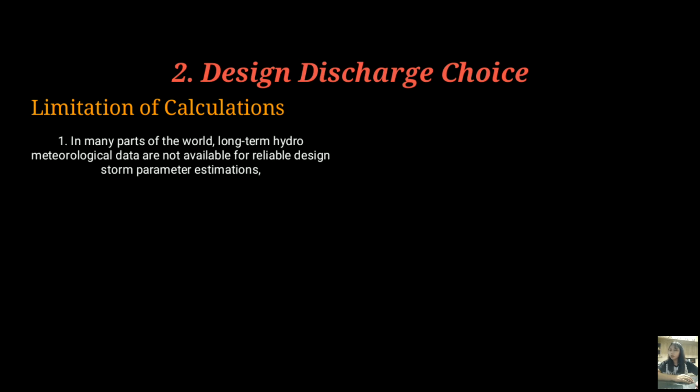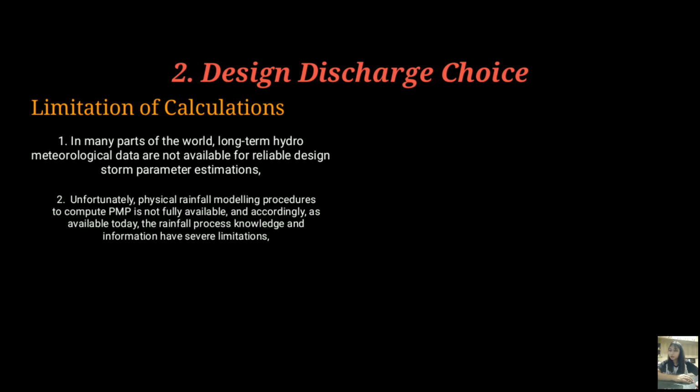Limitation of calculations. Although theoretically sound, both PMF and SPF methodologies have restrictive boundaries. One, in many parts of the world, long-term hydrometeorological data are not available for reliable design storm parameter estimations. Two, unfortunately, physical rainfall modeling procedures to compute PMP are not fully available, and accordingly, as available today, the rainfall process knowledge and information have severe limitation.